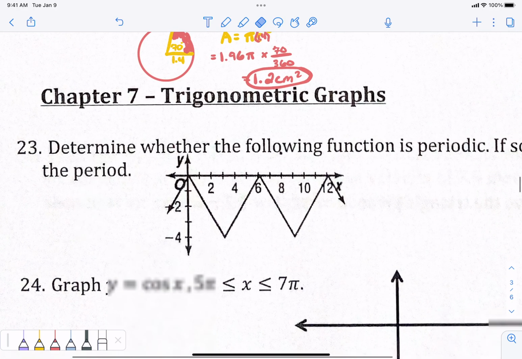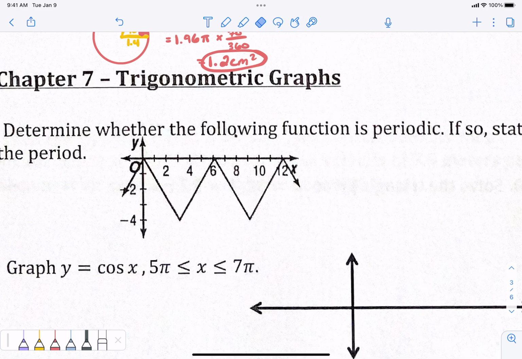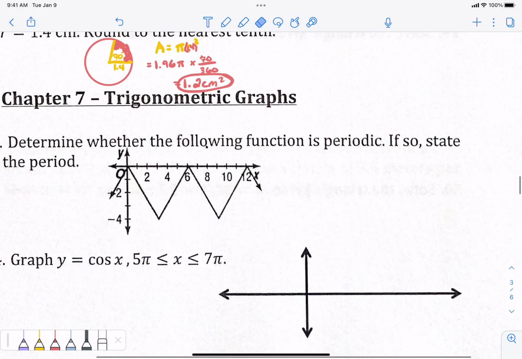23 is easy. Determine whether the following function is a periodic function. Yes. If so, state the period. 6. Yep, 6. Like this chunk repeats over and over again. It's like copy paste, right? If it's not copy paste, then no.